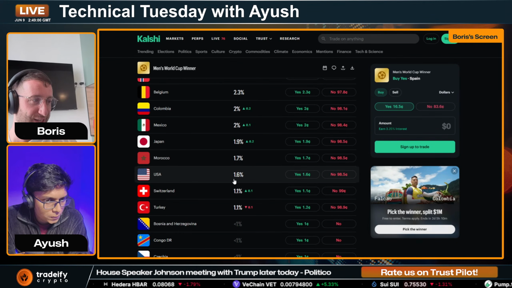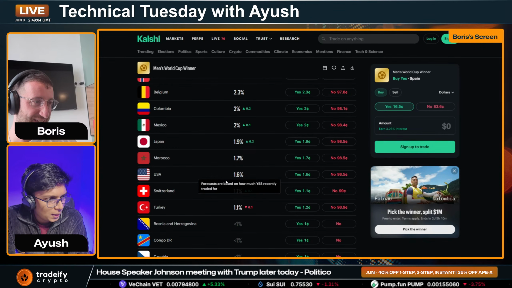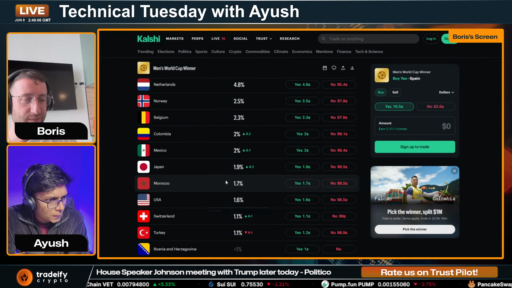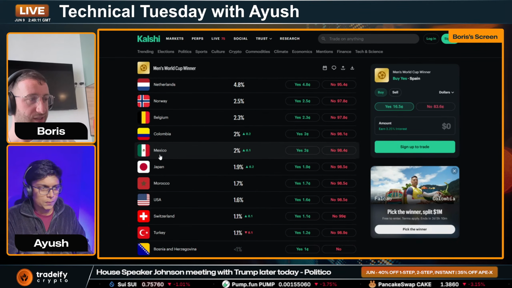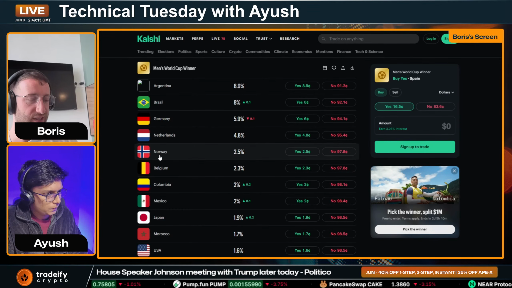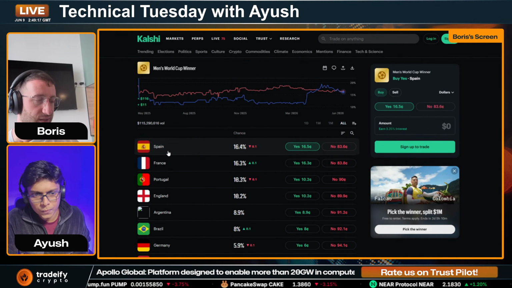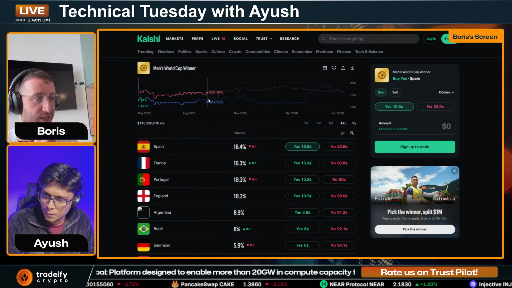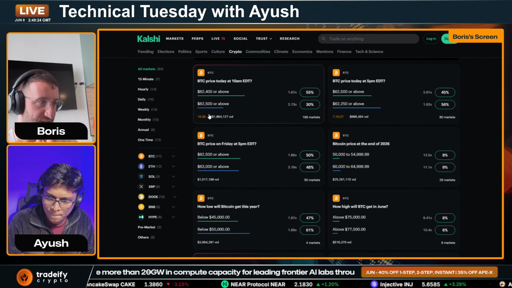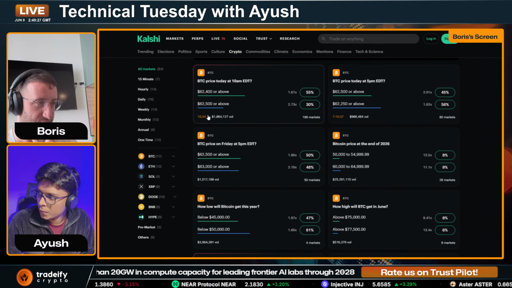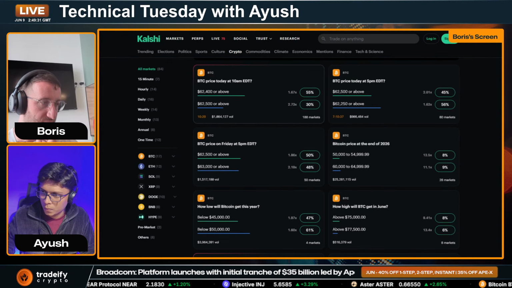My country, the USA, has a 1.6% chance of winning. Is that a betting app? Yeah, so it's similar to Polymarket, but this is Kalshi. It's like a competitor. From what I heard from some of my crypto network, it's actually better. It has more interesting things you can bet on. Let's actually look at it. Yeah, it's very similar to what we've been seeing on Polymarket.